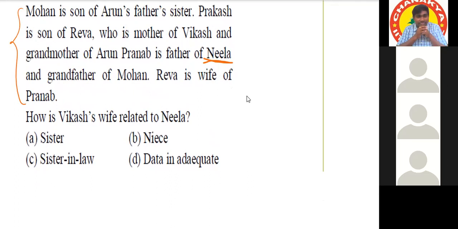Sir, I think it's data inadequate. Why? Why, Ananya? Sir, one part. Gender. You know the gender. How is Vikas' wife, means wife is female. No, sir. Okay, for Neela, yeah.